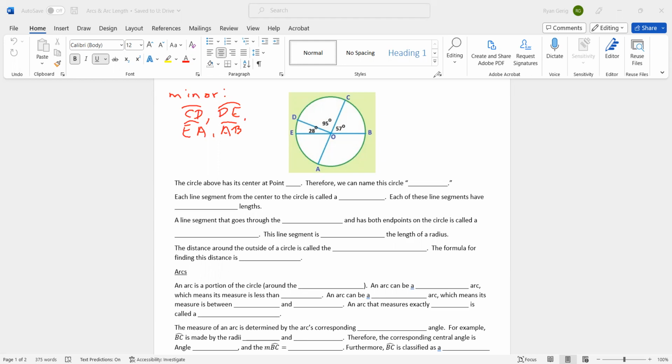With the semicircles. Okay, so name 3 semicircles. So I look at a diameter. So I see a diameter here, EB, right? That's a diameter. A semicircle is going to start at E or start at B and end at the other one. So E all the way around to B. And that's exactly 180 degrees because it's a diameter, right? So I could say arc EAB.